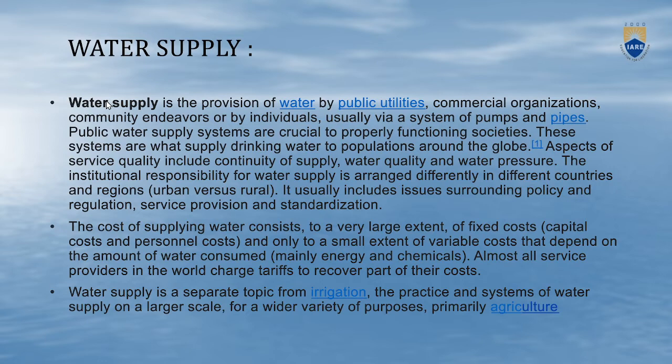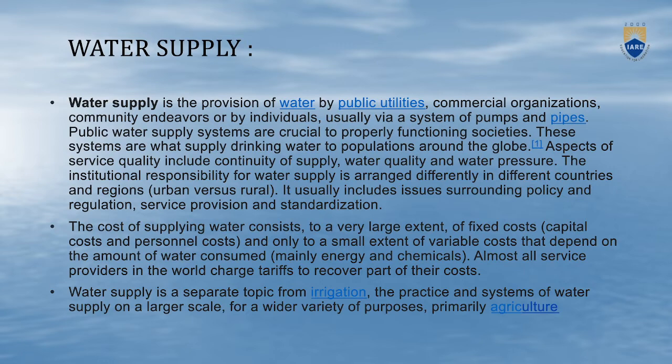Water supply. Water supply is the provision of water by public utilities, commercial organizations, community endeavors, or by individuals, usually via a system of pumps and pipes. Public water supply systems are crucial to properly functioning societies. These systems are what supply drinking water to populations around the globe.